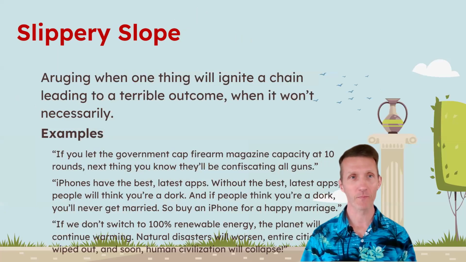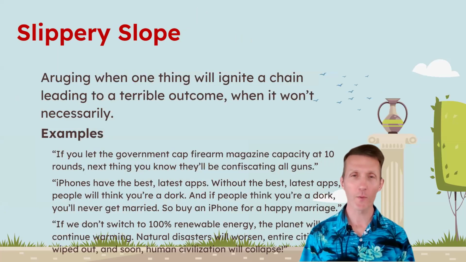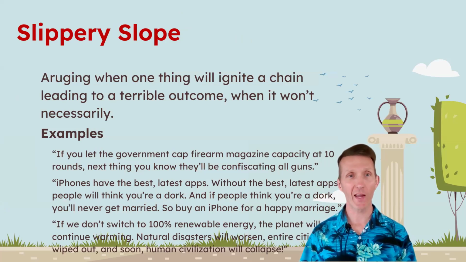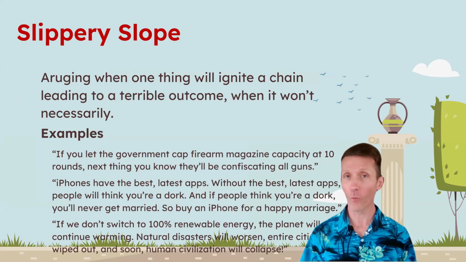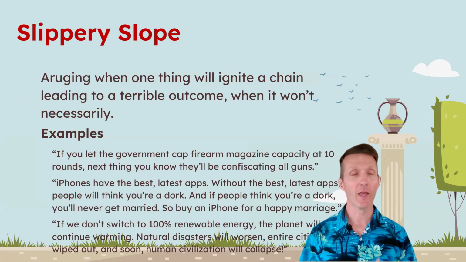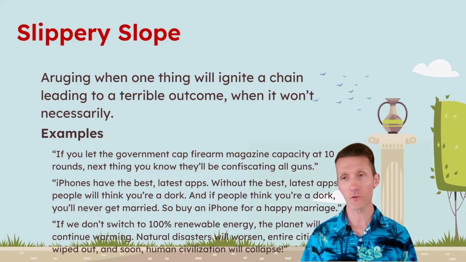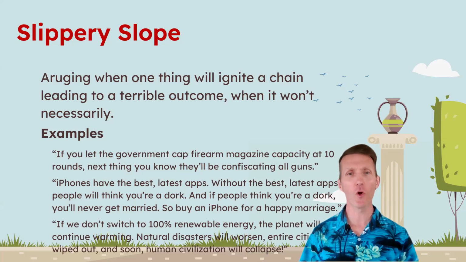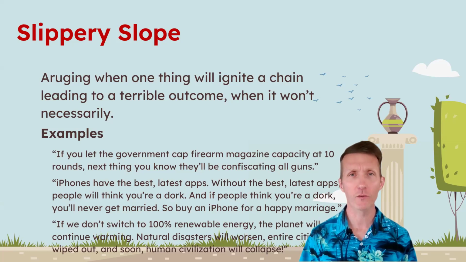My goodness, please. Slippery slope. This one happens a lot too. Arguing that one thing will ignite a chain leading to a terrible outcome when it won't necessarily. Now, here's an example, and I've heard this many times. If you let the government cap firearm magazine capacity at 10 rounds, or if you allow them to ban bump stocks, or if you allow them to put restrictions on assault rifles, if you allow them to define assault rifles, even that would be terrible. The next thing you know, they'll be confiscating all guns.